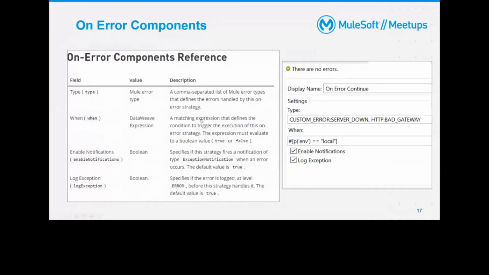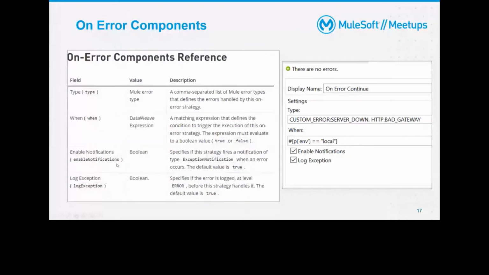For example, as you can see over here, I have a global variable env, and I am putting its value as I want to trigger this on-error continue if its value is local. And there might be a scenario where I have put an on-error propagate for a scenario where the environment value is dev.